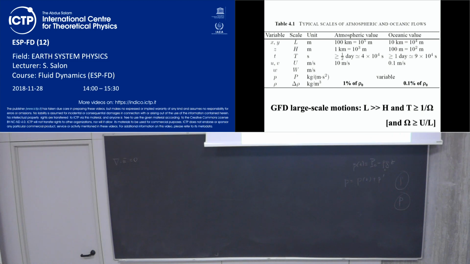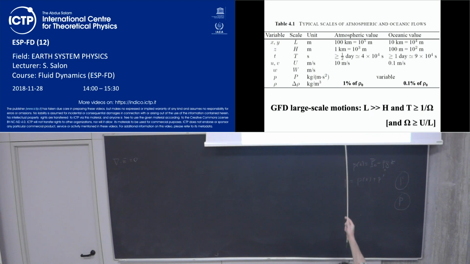Okay, so every kind of variable of our equation, so x, y, z, time, the three velocity components, pressure, and rho, which is now the variation of density, can be represented by a scale. Scale is, as we said Monday, like a sort of order of magnitude of that variable. Okay? And of course, this is the unit. And we can have atmospheric values and oceanic values typical of our system.